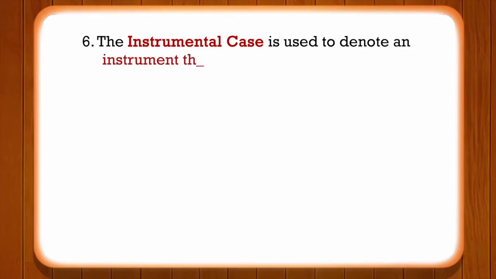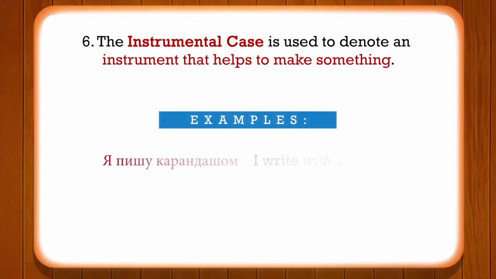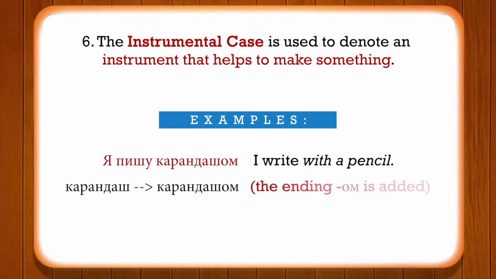The sixth case is known as instrumental case or tvorityelny padezh, which is used to denote an instrument that helps to make something. Now let's understand it properly with the help of an example. Я пишу карандашом. We already know that karandash means pencil, but we can see the change in the ending. Я пишу, I write with what? I write with a pencil. Я пишу карандашом. You can also use in place of karandash, Я пишу мелом. So I write with chalk. Я пишу ручкой. I am writing with pen.